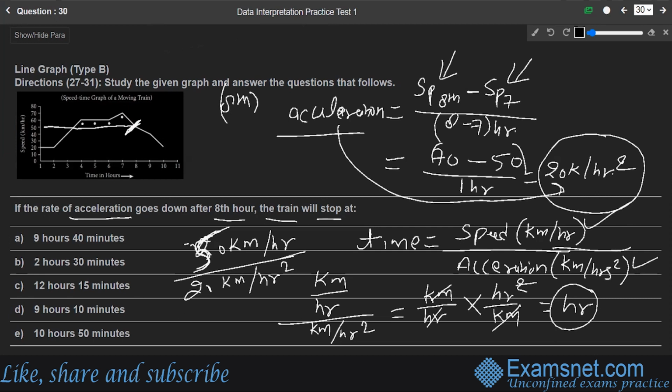If we calculate this further, this comes out to be 50 by 20 or 5 by 2. That is nothing but 2.5 hours. 2.5 hours is nothing but 2 hours 30 minutes. So that becomes the right answer. So after 2 hours and 30 minutes, the acceleration will become zero. So speed will also become zero. So the train will completely stop. So that is the answer, 2 hours 30 minutes.